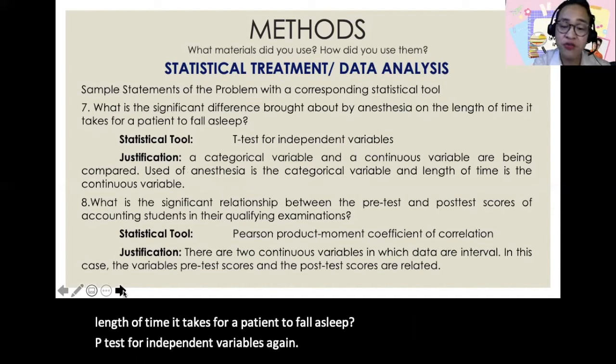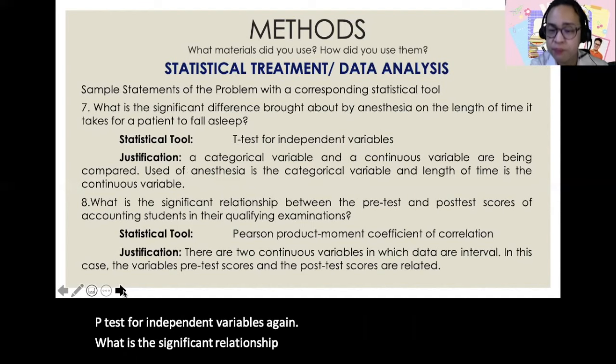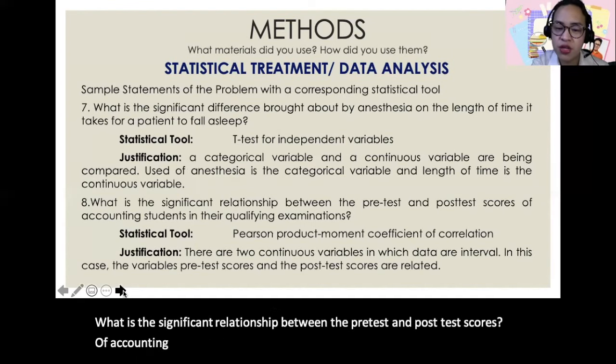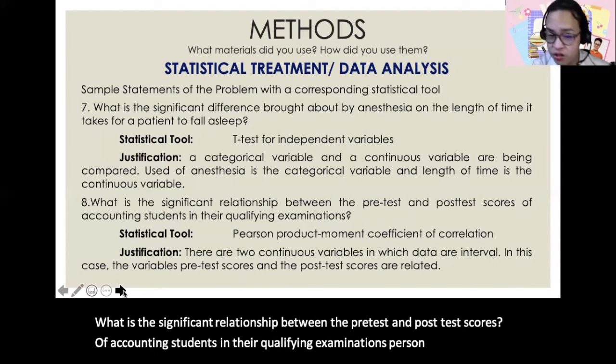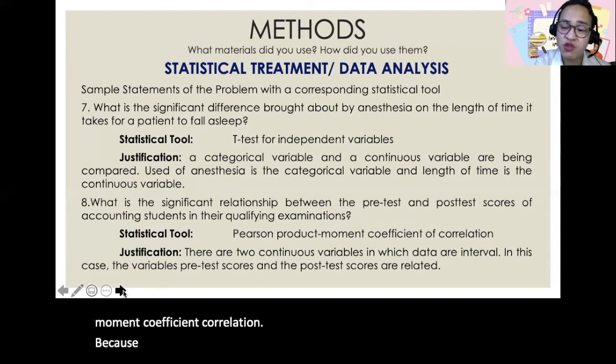What is the significant relationship between the pre-test and post-test scores of accounting students in their qualifying examinations? Pearson product moment coefficient of correlation, because we have test scores, the data are interval.